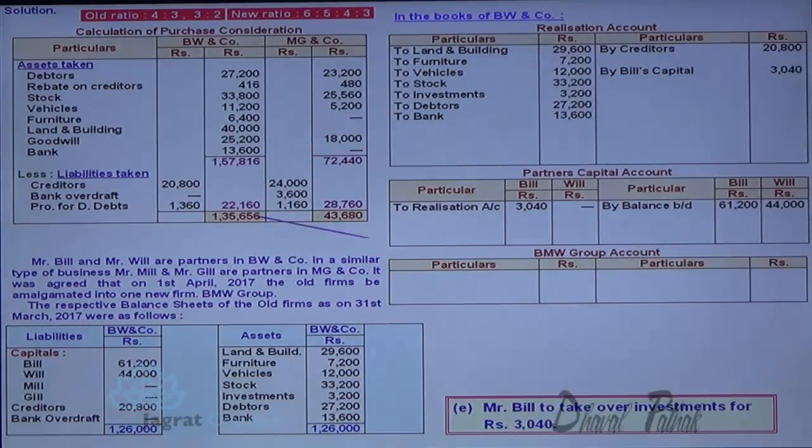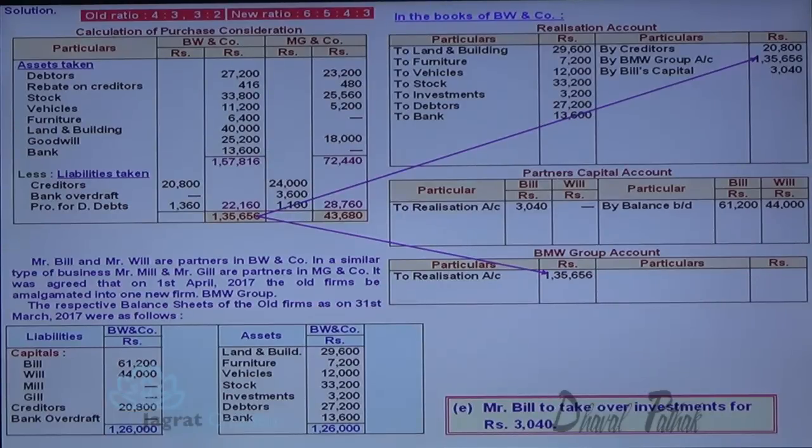Group. So now I am required to write down 1,35,655. BMW Group is the receiver of my business. Debit the receiver. So BMW Group account debit, realization account credit. So this is the realized value credited to realization account. And the amount to be recovered from BMW Group is debited to BMW Group account.